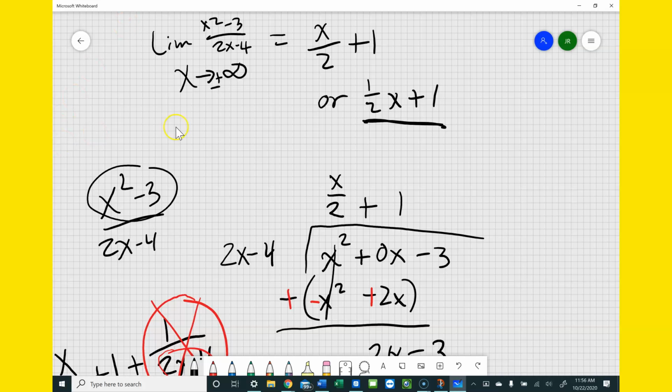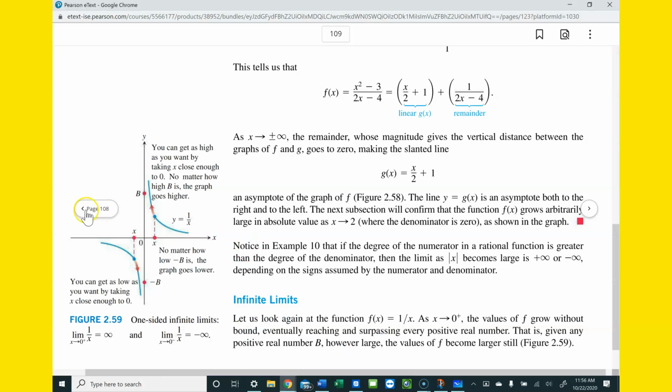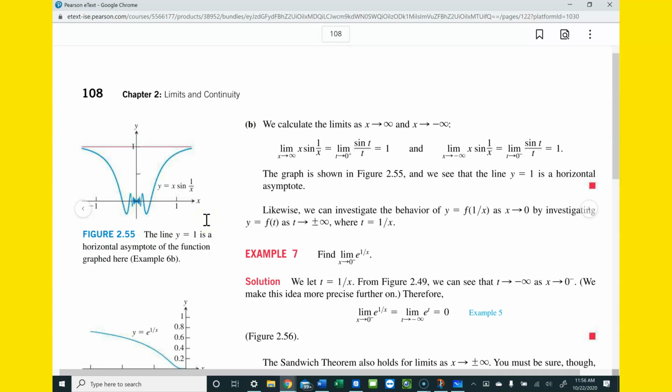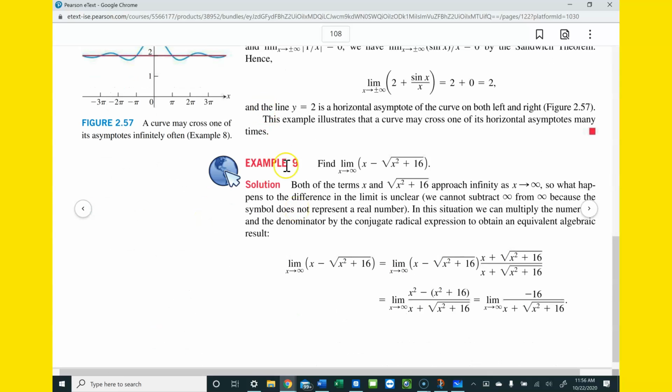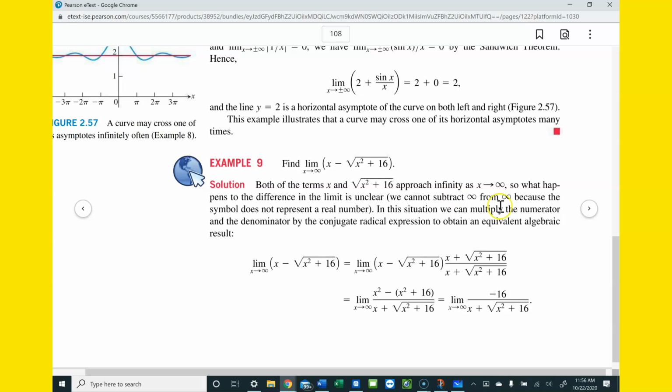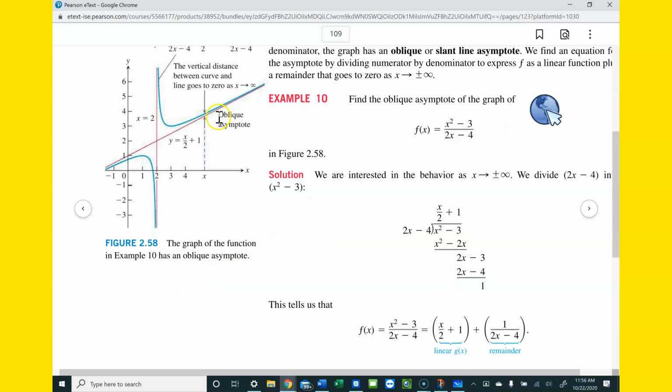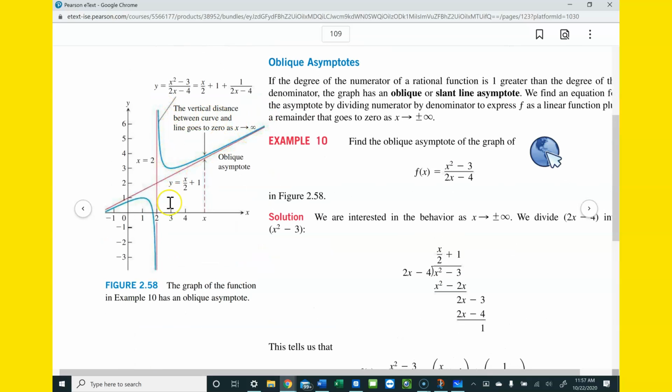And let's look at it graphically back here when we look back at the book. Here is the function, and it has this what's called an oblique or slant asymptote. You can see that this function value gets closer and closer to the value of this line as x gets larger, or as x gets larger to the left, it's also that way.